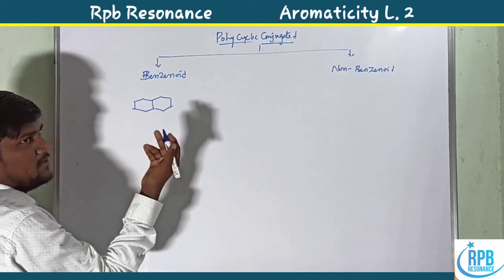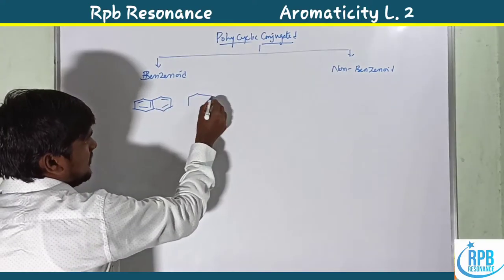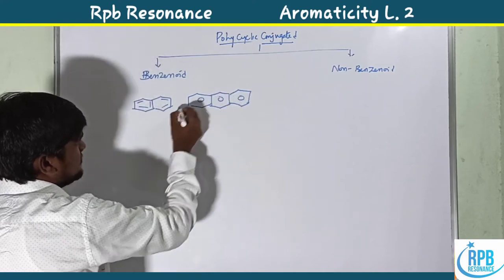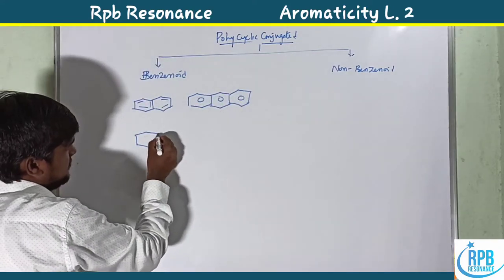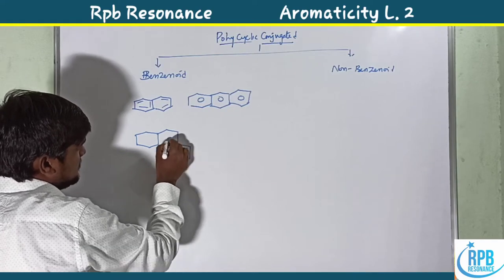So a benzenoid with many cyclics. Now here it is the many cyclic. This is the benzenoid structure. Here also is benzene with many number of cycles. So this is also a benzenoid structure. Here it is the benzene which has many number of rings, which is also a benzenoid structure.